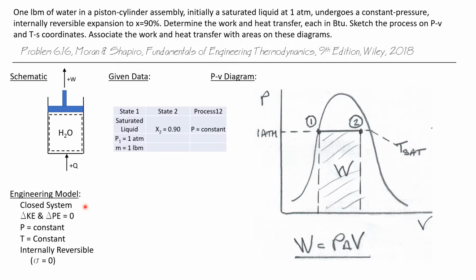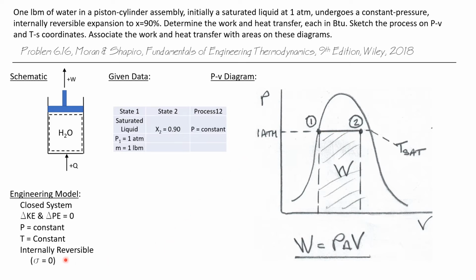Let's look at how we could model this. Clearly, we're dealing with a closed system, and as always, we'll neglect kinetic and potential energy changes as being insignificant. We're given that the pressure is a constant, but I'm also going to assume that the temperature is constant, and the reason is we start out as a saturated liquid, and we expand to a quality of 90%. Well, all of this process takes place at a constant pressure of 1 atmosphere underneath the vapor dome. Well, in that situation, the temperature is also constant.